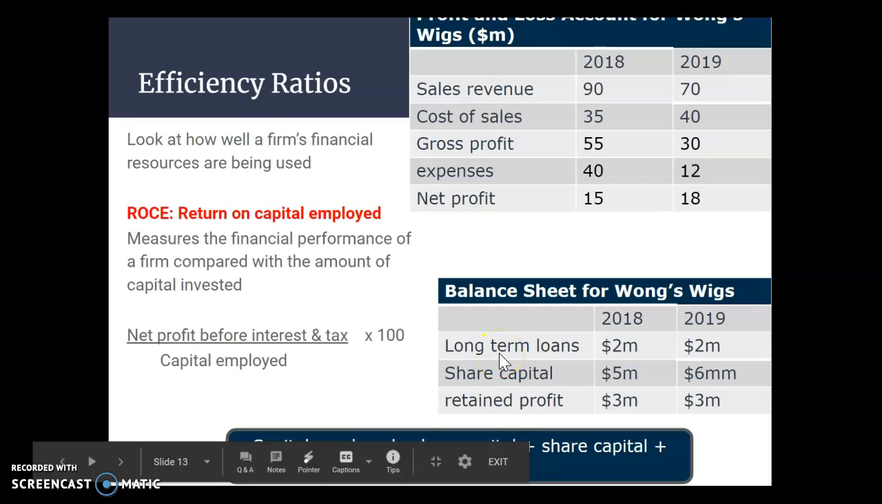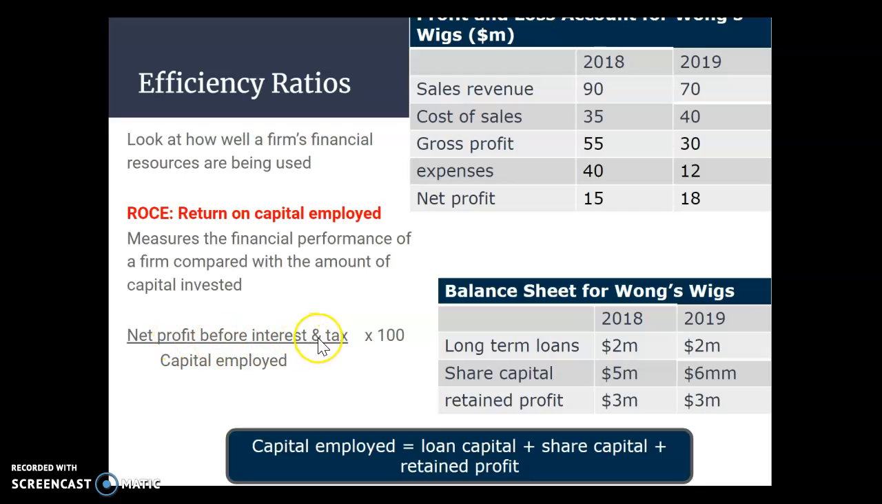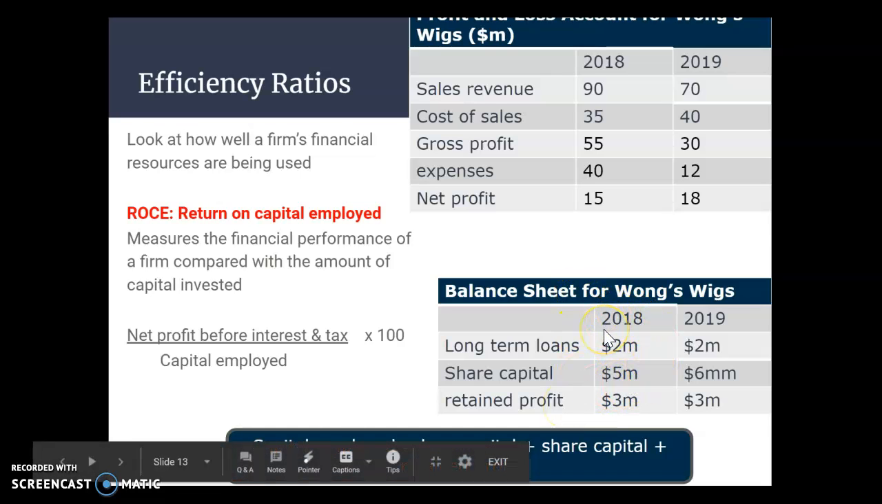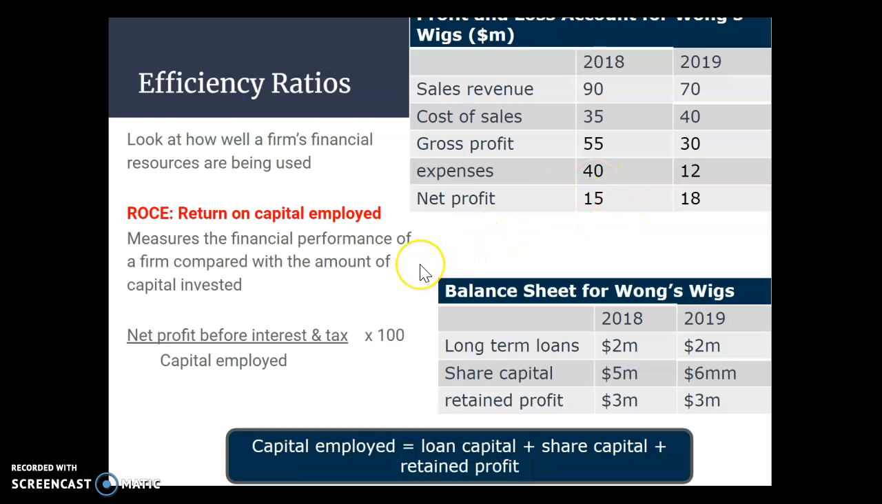So here you calculate the return on capital employed by the net profit before interest and tax divided by the capital employed times by 100. So the capital employed is your long-term loans, share capital and retained profit, which is found on the balance sheet. And the net profit is found on the profit and loss account. So for our return on capital employed, you do need to do a little bit more on this because you're going to look at two separate final accounts, and you have to do a bit of a calculation to work out the capital employed and put it into this formula.